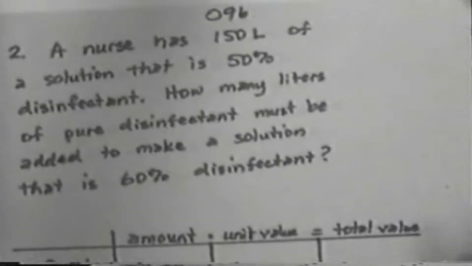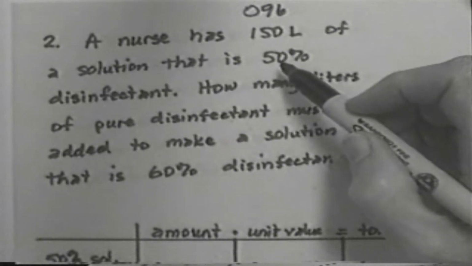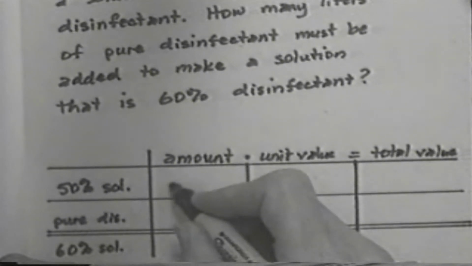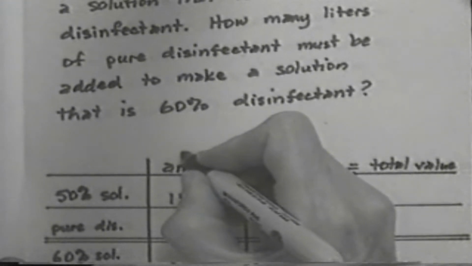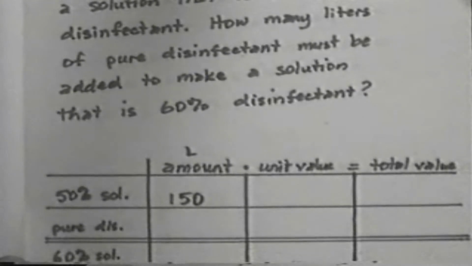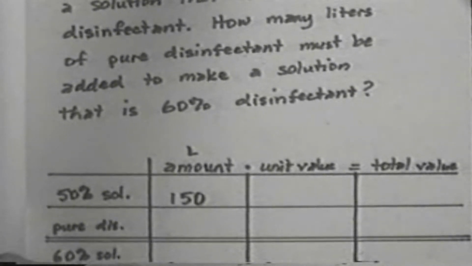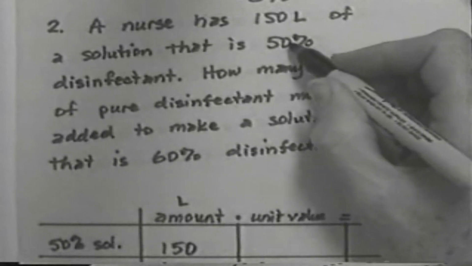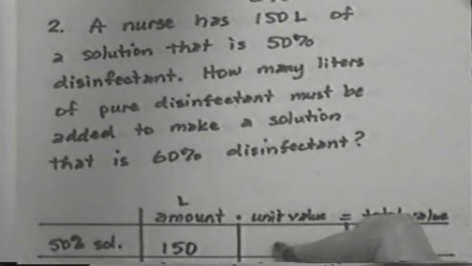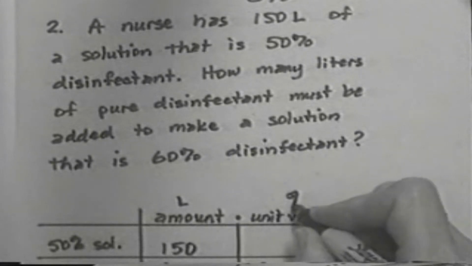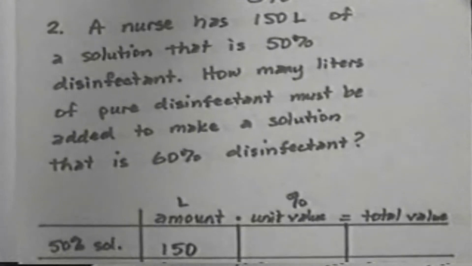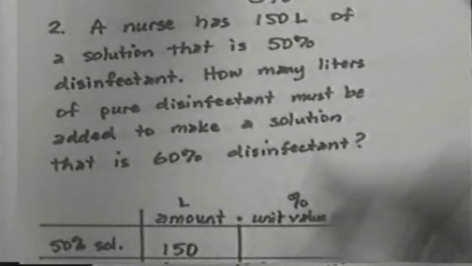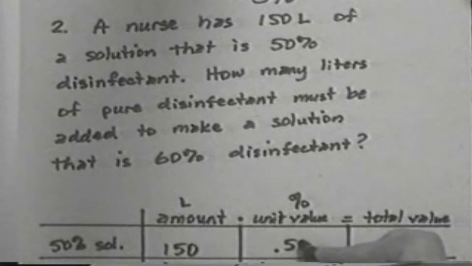This nurse has 150 liters of the 50% disinfectant. So the amount of the 50% solution is 150 liters. And let me put above this, the amount is in liters. The unit value, 50%, is written as a percent. Just as we did with investment problems, the percent is always written in decimal form. So we write 50% in decimal form, 0.50.